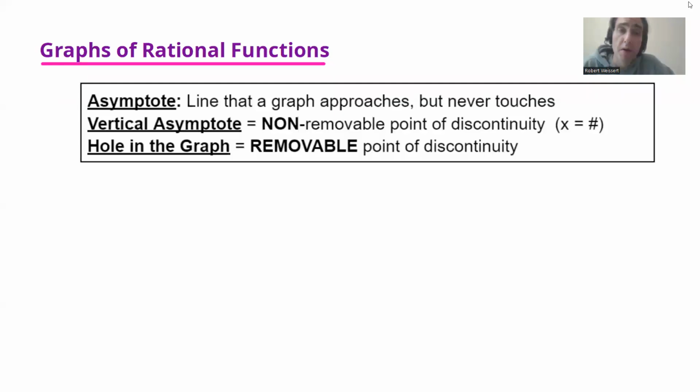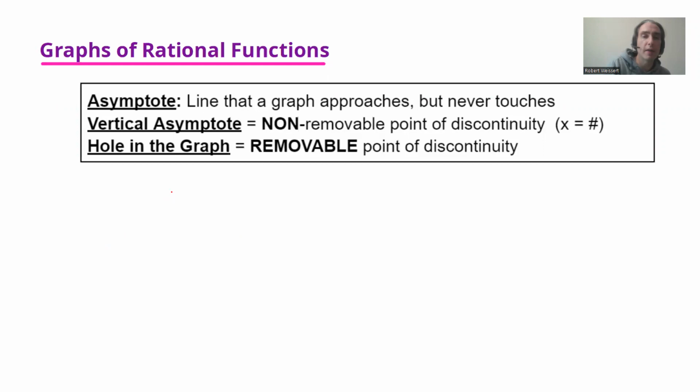To further expand upon our points of discontinuity, we have a couple names for those. There are 2 types of discontinuities in a rational function graph. One is going to be a vertical asymptote. So a quick thing, an asymptote in a graph is any imaginary line where the graph seems to not want to approach it.